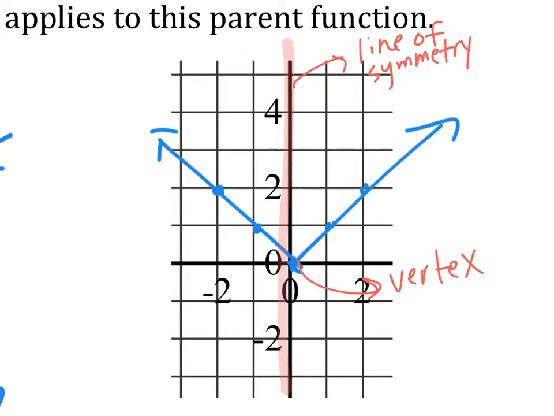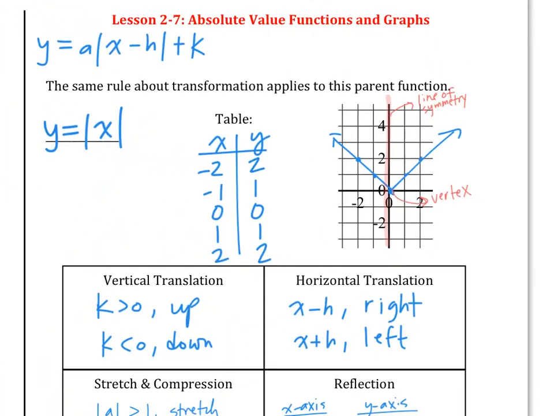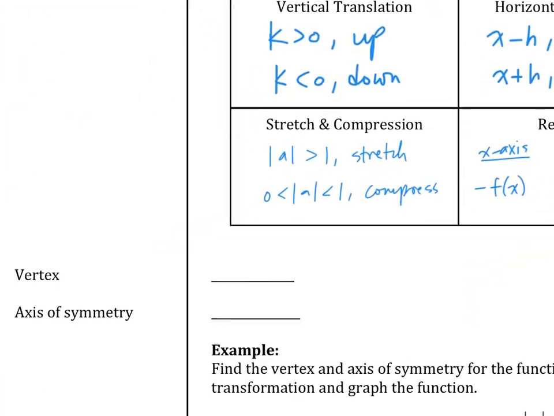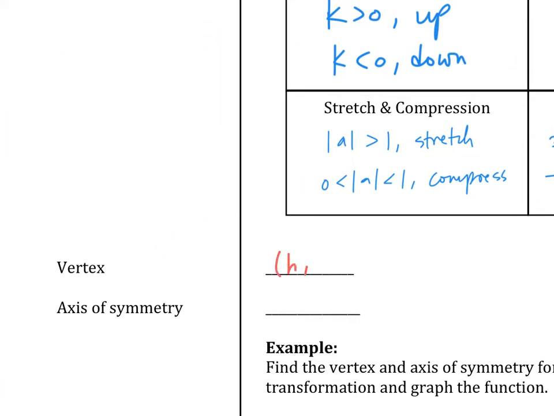Now, how are you going to figure out where the vertex is? The vertex is going to be part of your equation, and it's easy to find. That vertex is (h, k).